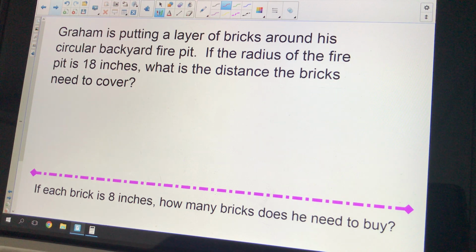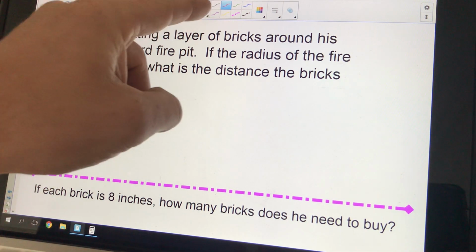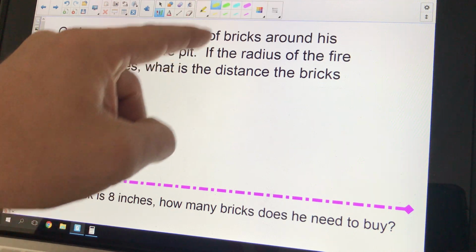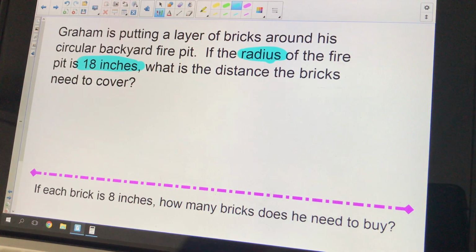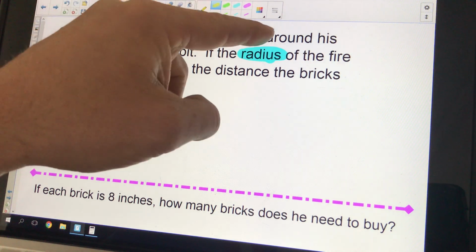Graham is putting a new layer of bricks around his circular backyard fire pit, just like the one we have at my house. There's going to be a layer of bricks around the circular fire pit. If the radius of the fire pit is 18 inches, I think that's something rather important, what is the distance the bricks need to cover? There is something else I'm sure you noticed when I read it. I didn't mean to put emphasis on it, but I might have, and it is "around."